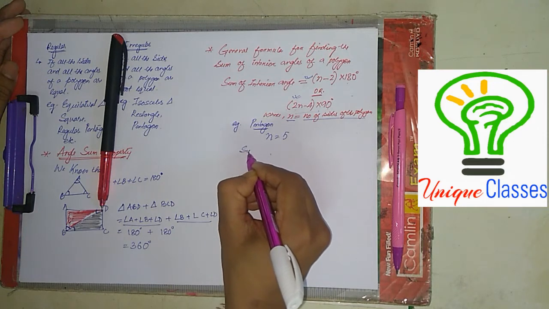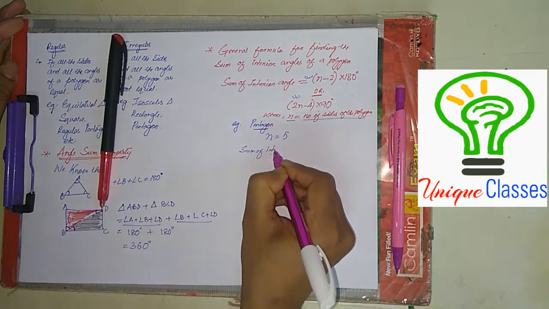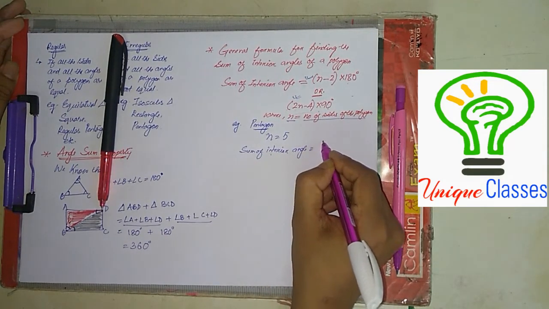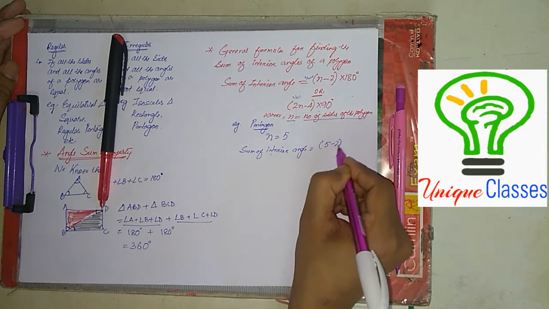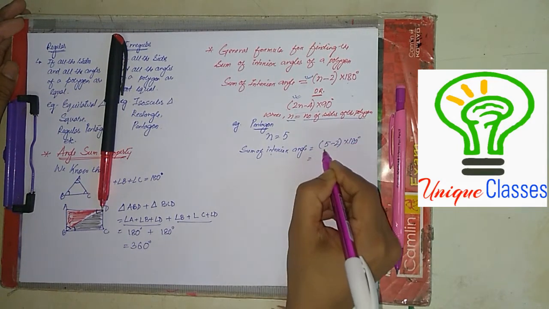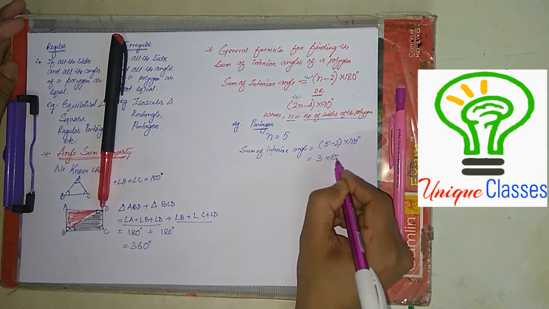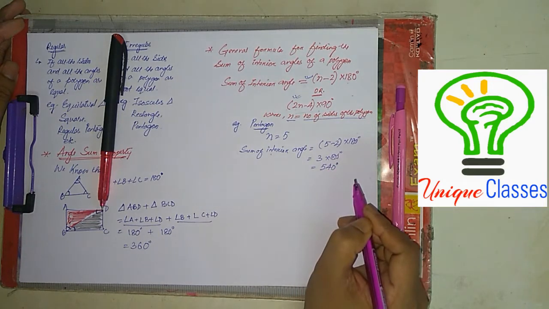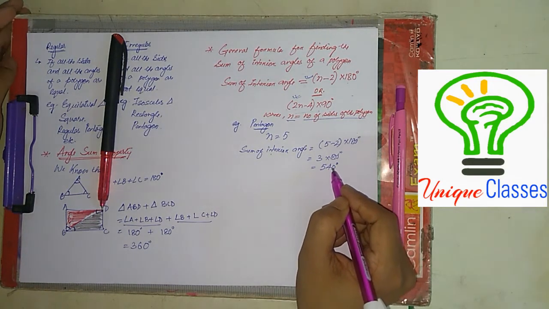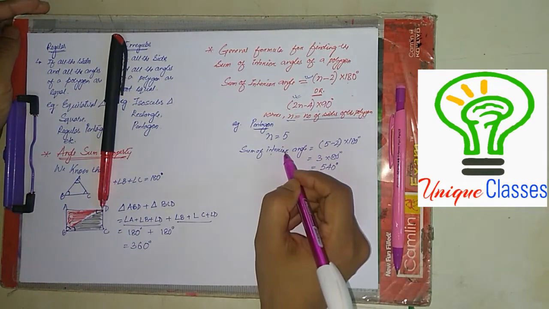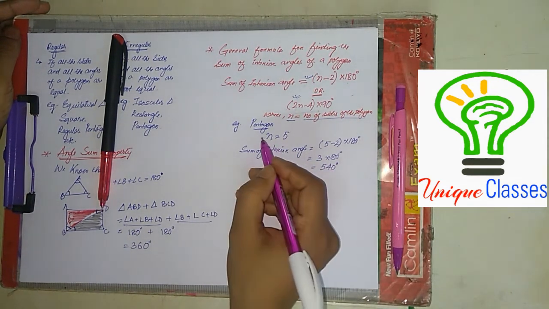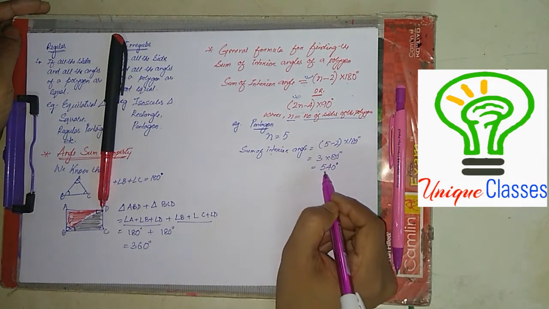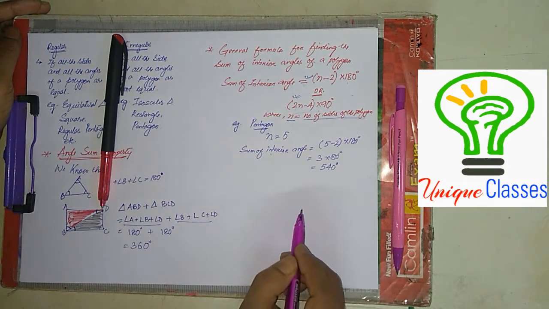So sum of interior angle equal to 5 minus 2 into 180 degree. 5 minus 2 is 3 into 180 degree equal to 540 degree. Right? So using this formula, we found that the sum of interior angle of a pentagon, it can be a regular pentagon or an irregular pentagon also, but the sum of interior angle will always be the same, that is 540.